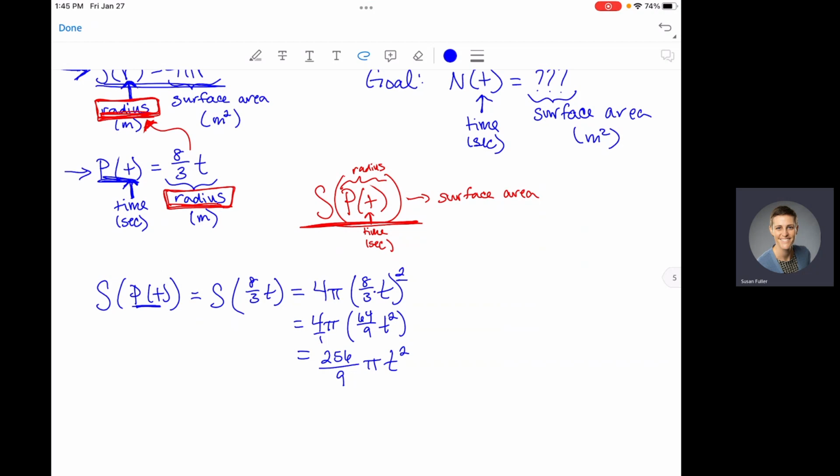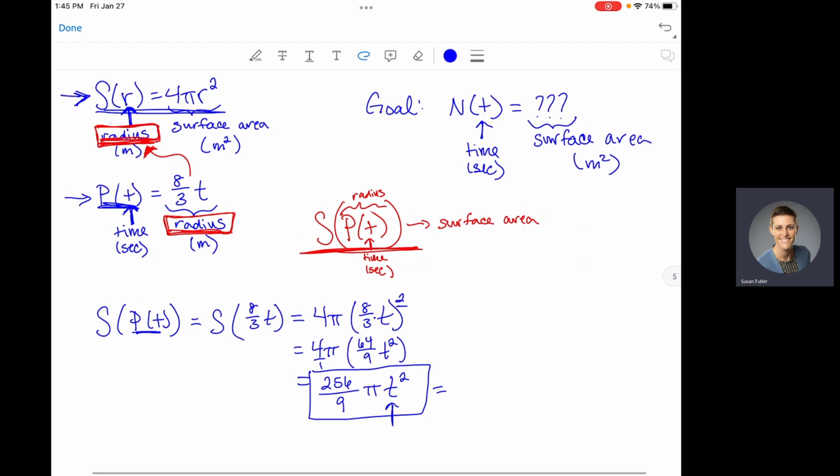I don't have any other simplification I can do. This is what we've got. And this is my function. Time in seconds goes in, surface area comes out, and the problem said to name that function N of t. That is my function N of t.